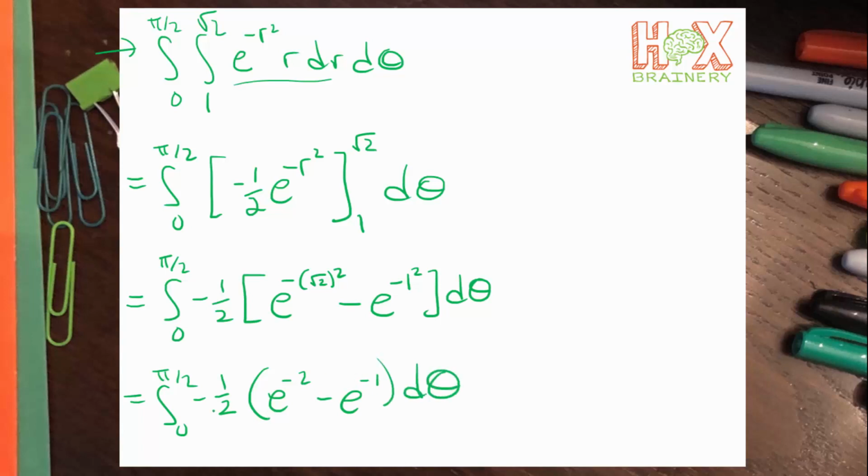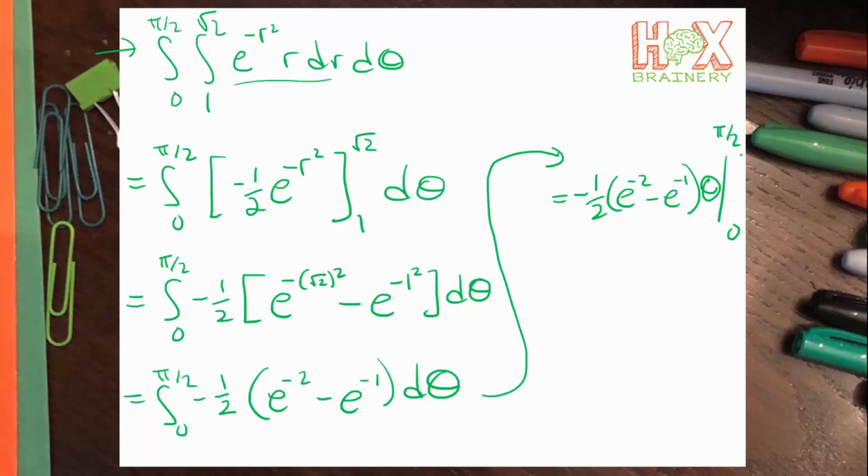Now there's no r's left, there's no thetas, right? So this is just a constant. Now we're going to integrate with respect to theta. So we're going to get just negative 1/2 e to the negative 2 minus e to the negative 1 times theta, and theta is going from 0 to pi over 2. So this is going to give us that, which I don't really want to leave like that.